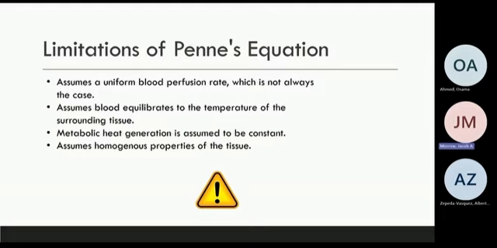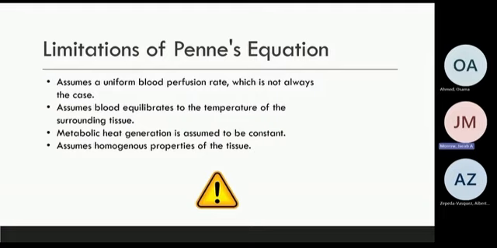So next I'll talk about some limitations of Penne's equation. Penne's equation comes with inherent limitations that must be considered in its application. The first limitation is that it assumes a uniform perfusion rate. So this isn't always accurate with the real world. Perfusion rates can vary with time as well as location within the tumor. So that's a source of some inaccuracies within Penne's equation.